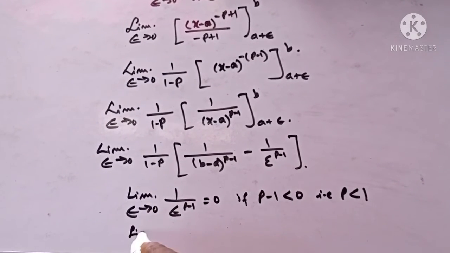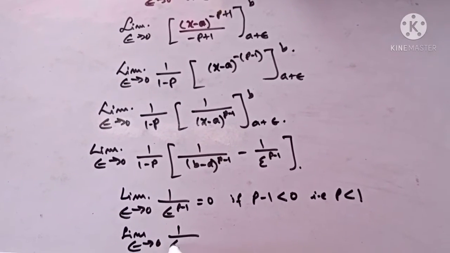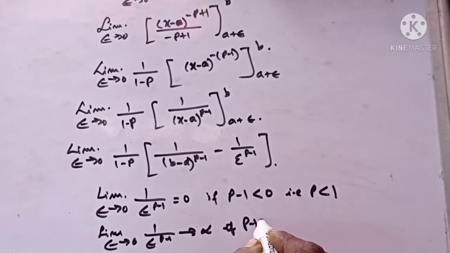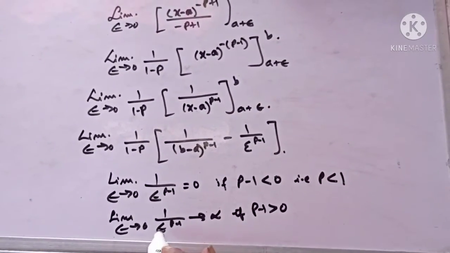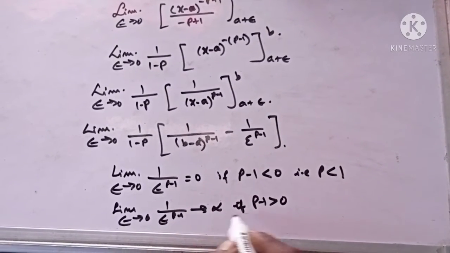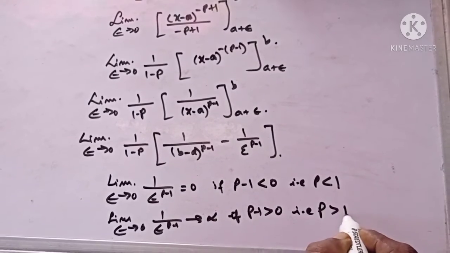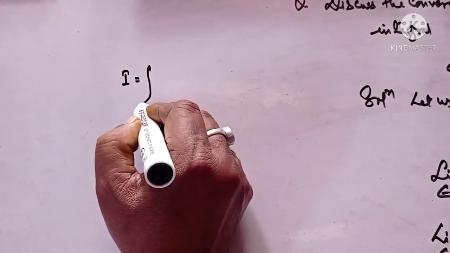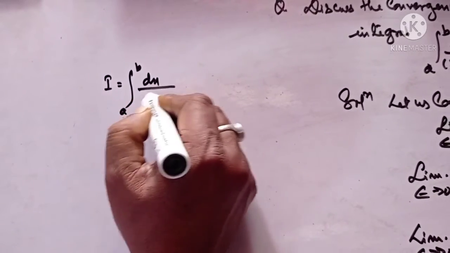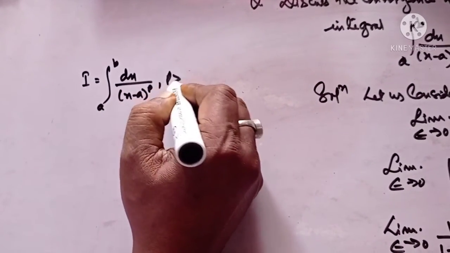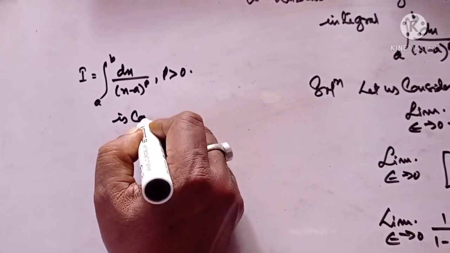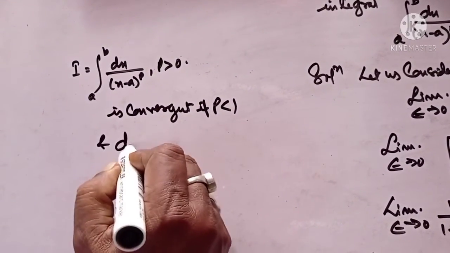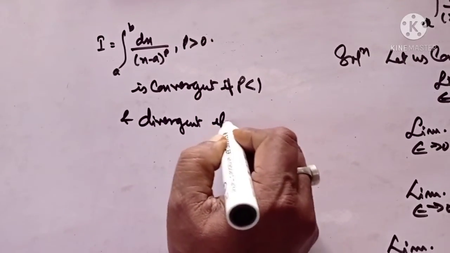And the limit as epsilon tends to 0 of 1 by epsilon to the power p minus 1 will tend to infinity if p minus 1 is greater than 0. If this is positive, then the denominator becomes 0, and anything divided by 0 is infinity, that is, p greater than 1. So we conclude that this improper integral from a to b of dx over (x minus a) to the power of p, with p greater than 0, is convergent if p is less than 1, and divergent if p is greater than 1.